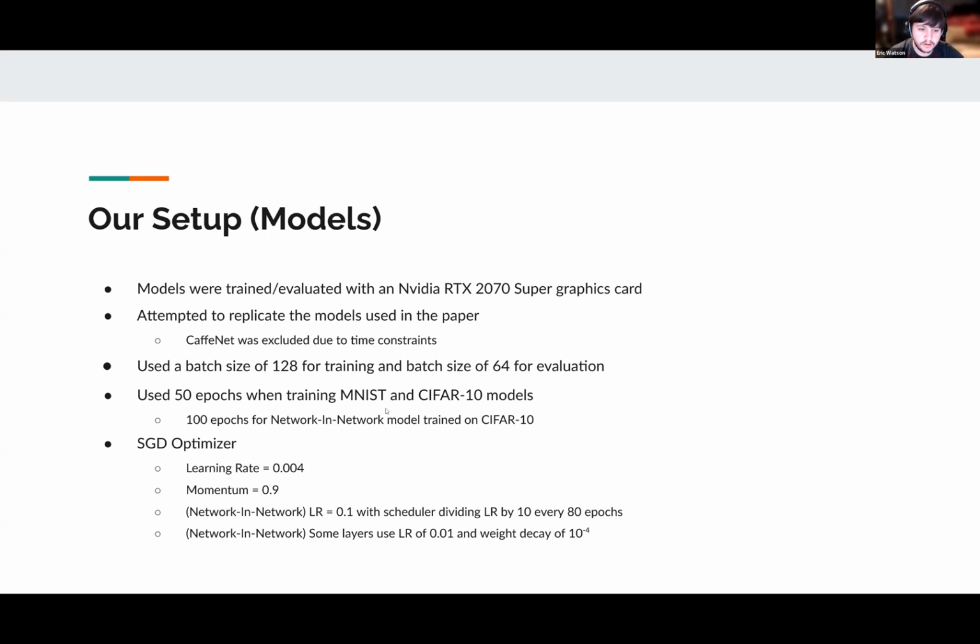When training, we chose 50 epochs for the models, with the exception of the Network in Network model, where we use 100 epochs. And we use a learning rate of 1e-3, or 4e-3, and momentum 0.9. But for Network in Network, we use a learning rate of 0.1, with the scheduler dividing the learning rate by 10 every 80 epochs. Some layers of the Network in Network model actually have a learning rate of 0.01 and a weight decay of 1e-4, with the exception of one layer, which has a learning rate multiple of 0.1, which is 0.2.